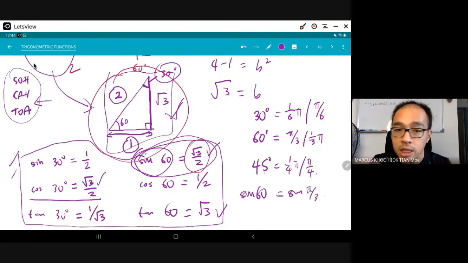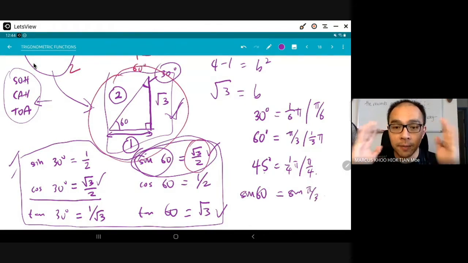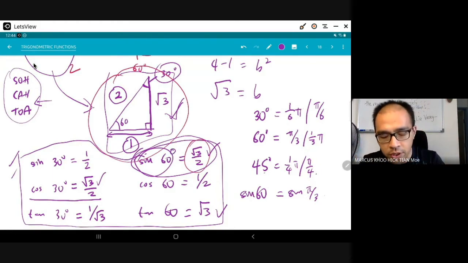We use this interchangeably, but always remember 60 is in degrees, and pi over 3 is just pi over 3. All right, so let's take a look now at proving identities.